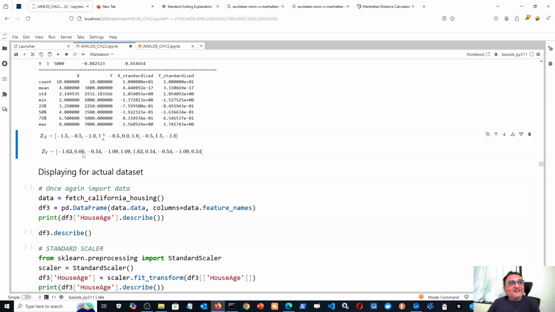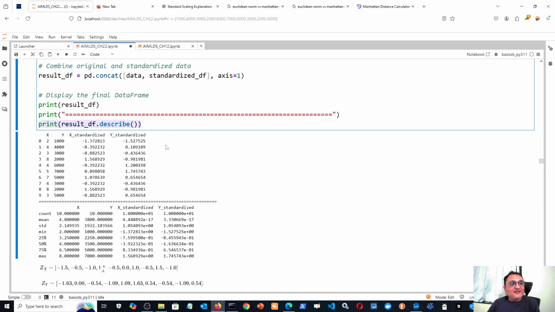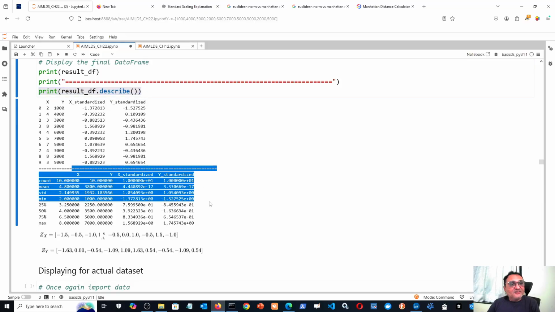Now you can check this describe statistical summary. This is the output of this line, print result_df.describe, right? So that is this output.